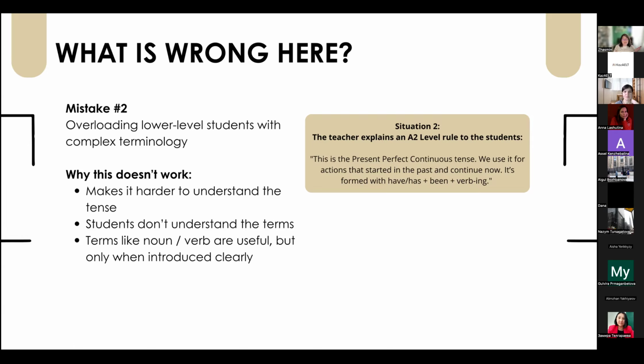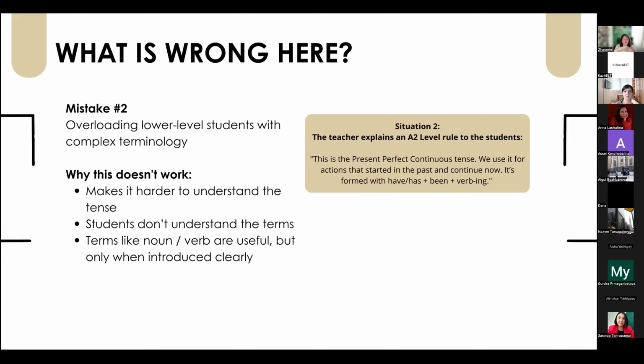So why doesn't this work? It makes it harder to understand the tense. Students do not understand the terms, like it's formed with have or has plus been plus verb ing. What is that? At A2 level, they still don't have a grasp of all the terminology there is in English. They're only trying and starting to get that.